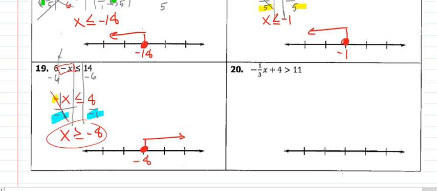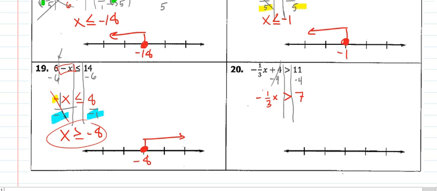Last one, number 20. Bar off your inequality signs so you have room to write them. Let's solve it by subtracting 4 first. Bring down this negative 1/3 x. Did we divide by a negative or multiply? We subtracted, but we didn't divide or multiply, so sign stays the same. 11 minus 4 is 7.